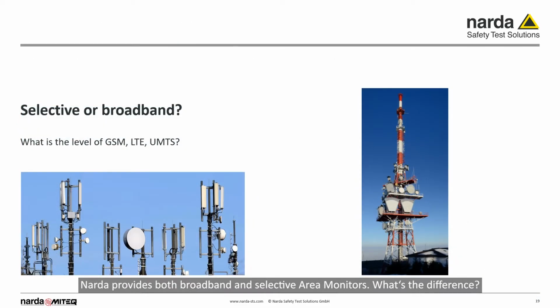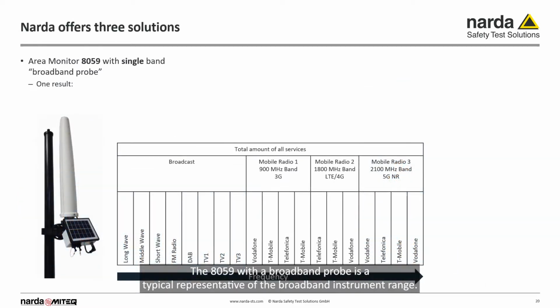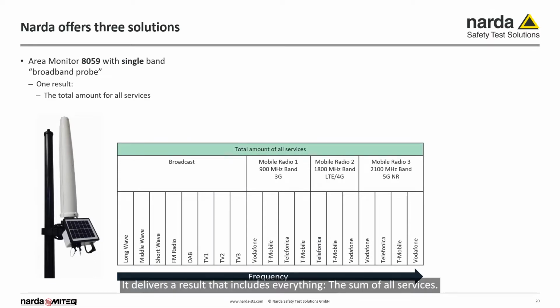Narda provides both broadband and selective area monitors. What's the difference? The 8059 with a broadband probe is a typical representative of the broadband instrument range. It delivers a result that includes everything, the sum of all services. Regardless of whether it is long wave, medium wave, VHF, TV, cell phone, etc., everything added together gives one measured value. The different services cannot be separated. One number, one measured value for everything. Which service has contributed what to the result is unknown, but this is quite sufficient for most monitoring tasks.